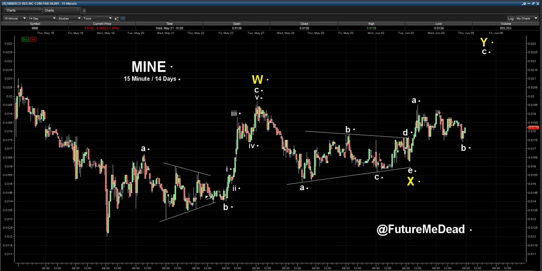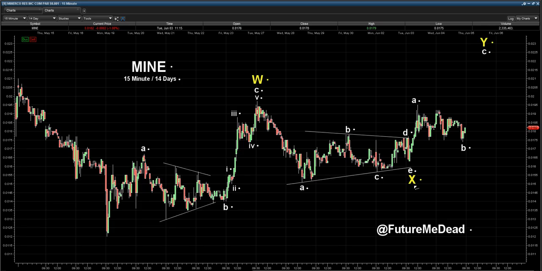All right. So we have this 3-wave move up, the first set of A, B, C. Once you have the first set, you have to denote a larger degree leg, which I've labeled here as W. I've color coded it yellow. From there, we move in a sideways correction, a larger degree triangle. You can see it here, A, B, C, D, E. And I've denoted it here. This in turn forms wave X.